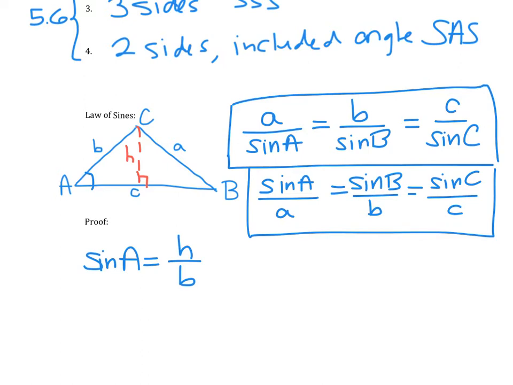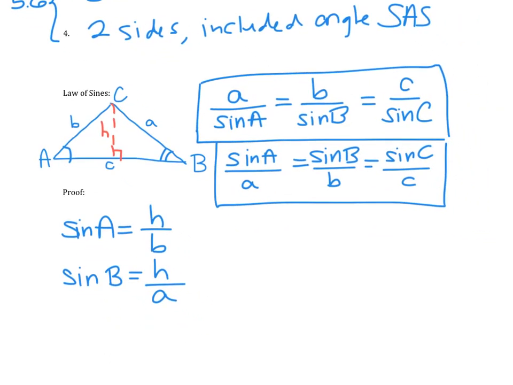Now let's do the same thing, but for angle B. And let's use the other triangle. So let's go to angle B, and the sine of B is what? H over A. It's the same H though, isn't it? So let's go to this, sine A equals H over B, and let's solve for H by multiplying both sides by B. So H equals B sine of A. But H also equals A sine of B.